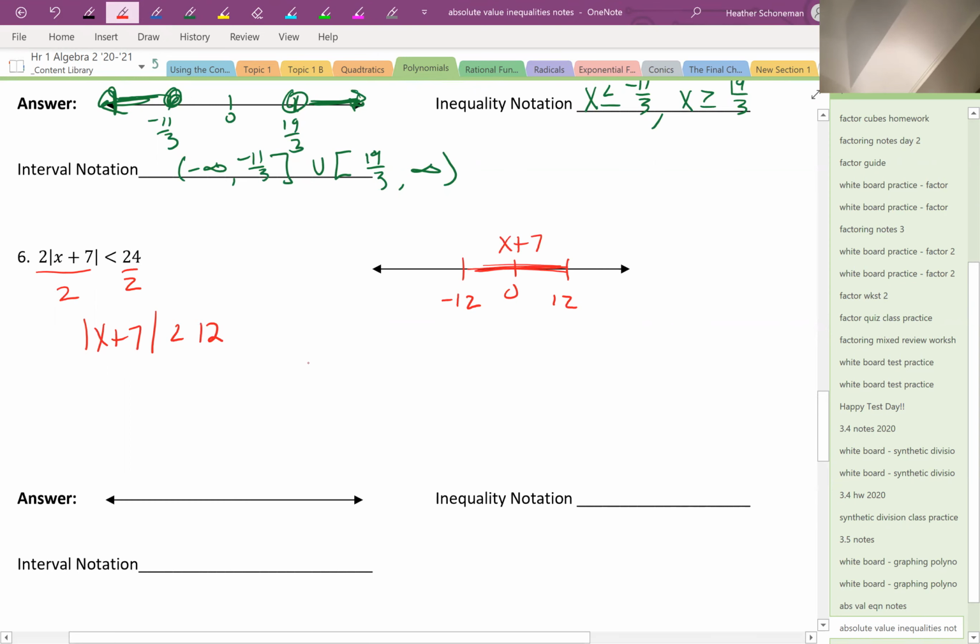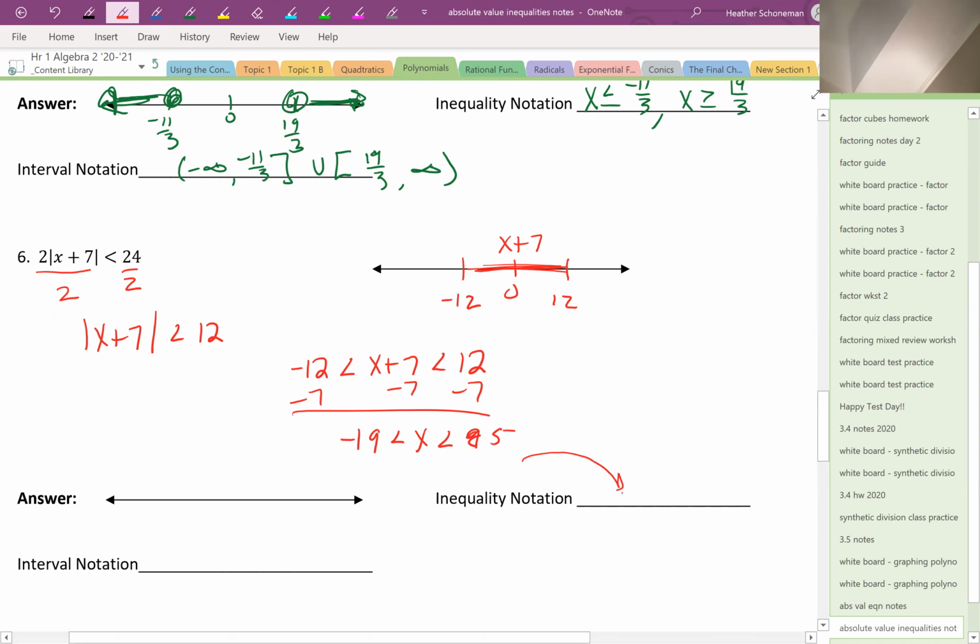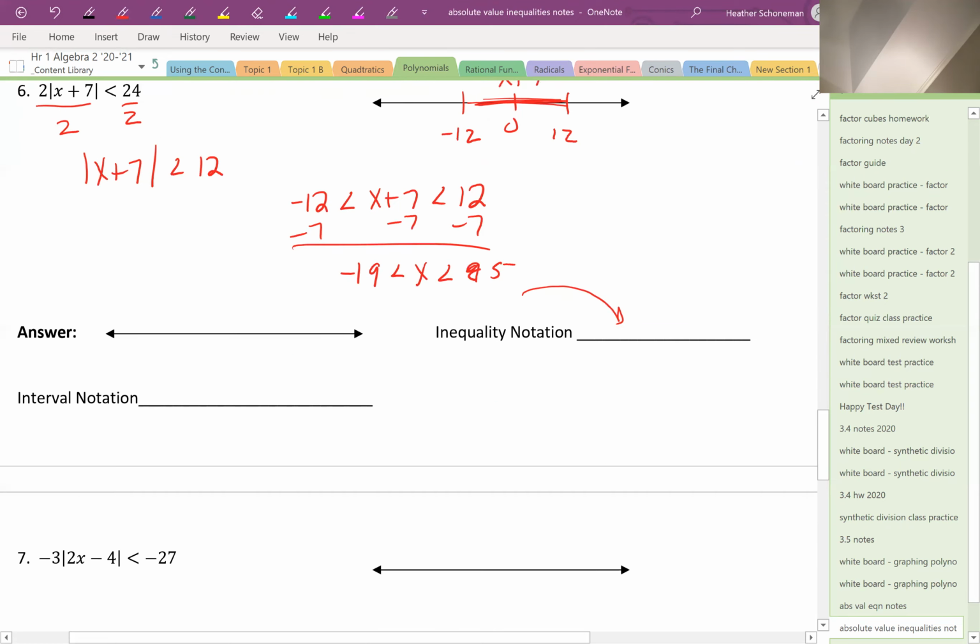So when I solve that, that's going to be one compound inequality. So I'm going to have negative 12 is less than x plus 7, which is less than positive 12. So here I'm going to subtract 7 from both sides. So I get negative 19 is less than x, which is less than, just kidding, 5. And that's what answer goes there. Shade in the middle, one interval notation.